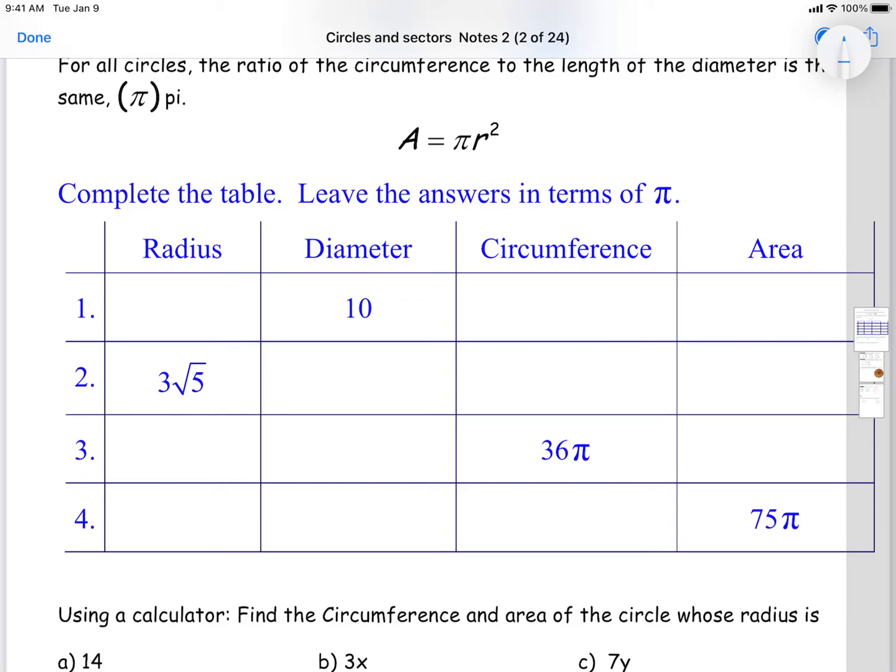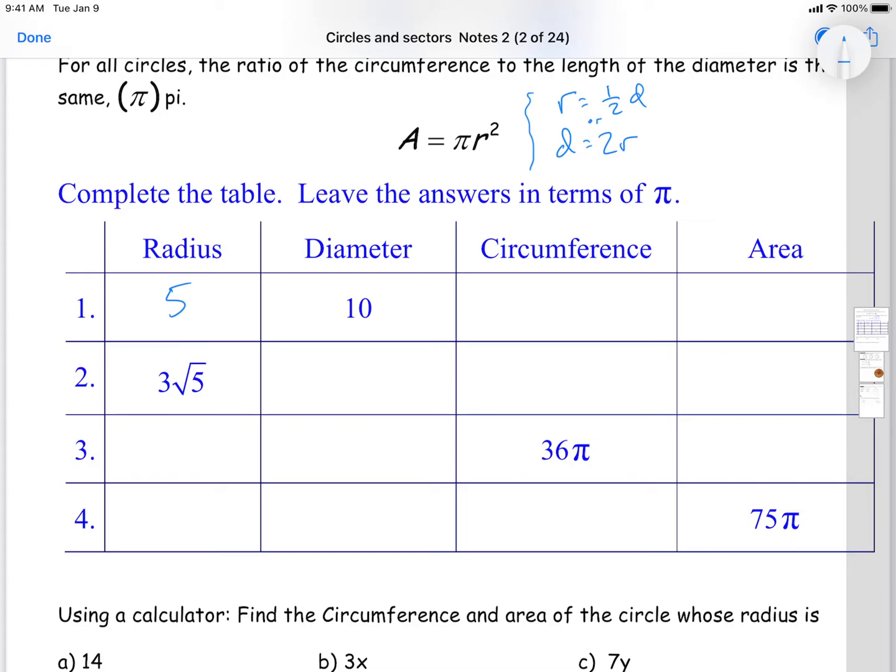For example, in number 1, we know the diameter is 10. If the diameter is 10, what does that mean the radius is? It's 5. My radius is 5. Another little formula, which has nothing to do with area or circumference, is that my radius is equal to half my diameter, or my diameter is equal to twice my radius. Whichever one you feel comfortable using, they're both the same thing.